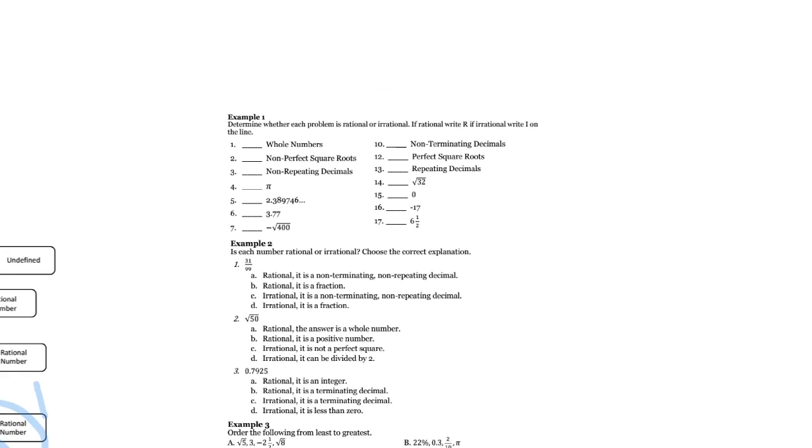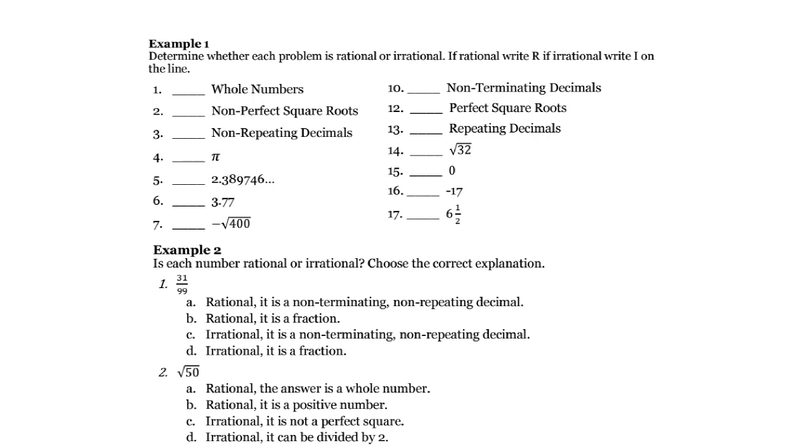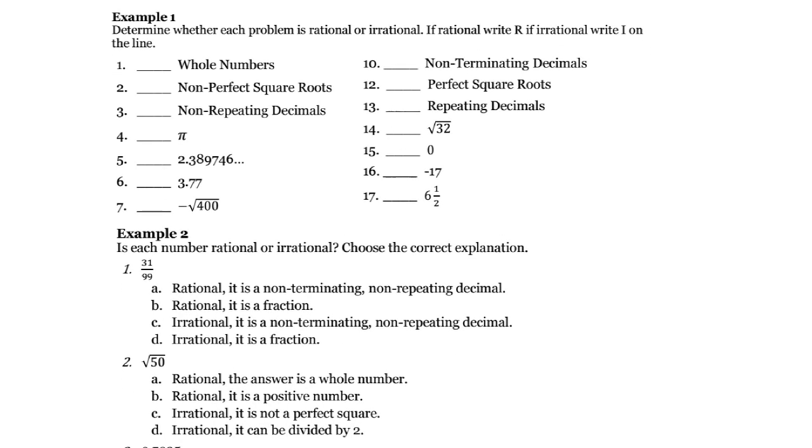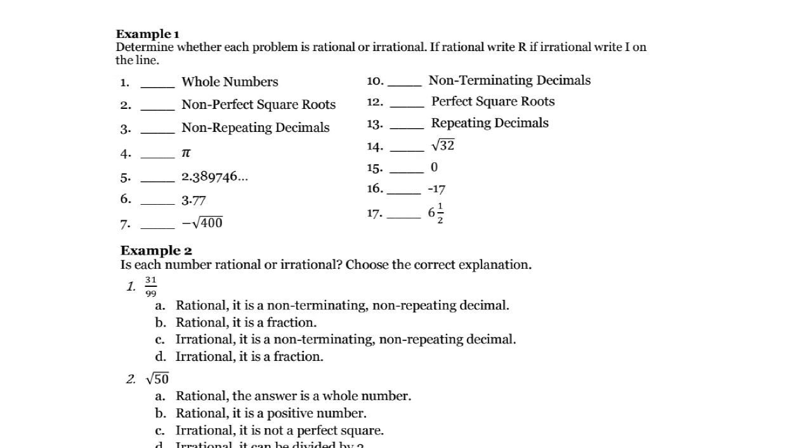But let's just do a couple more examples. Example 1, determine whether each problem is rational or irrational. If rational, write an R. If irrational, write an I on the line. All right, so whole numbers. Are whole numbers rational or irrational? We'll consult your chart. Hopefully you're saying whole numbers are rational. They're an R.